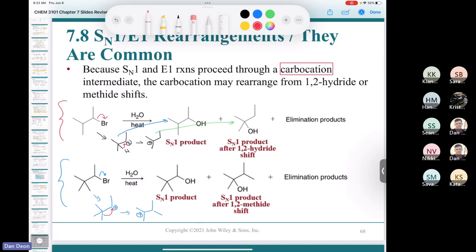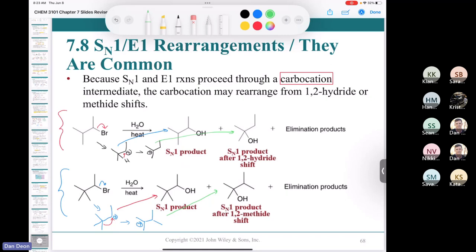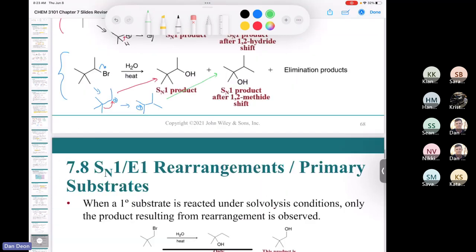And the first one, could it undergo a nucleophilic attack and a proton transfer? Yes, and it would give you this product. And the second one would give you this product. So again, we do see rearrangements occurring with SN1 and E1 reactions.